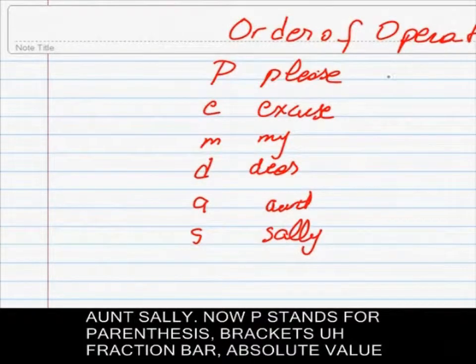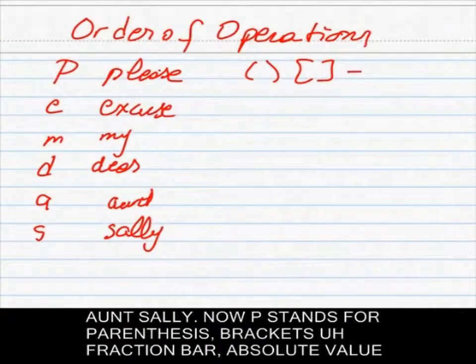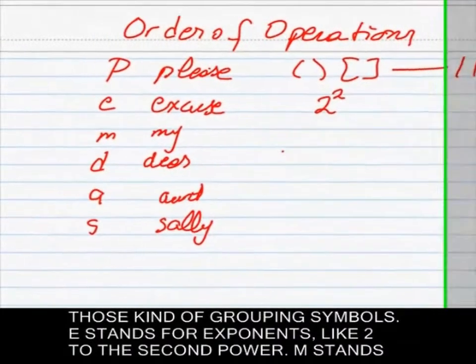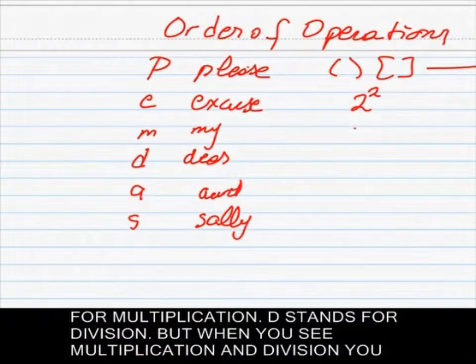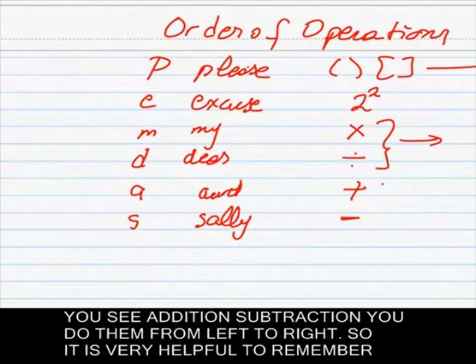Now, P stands for parentheses, brackets, fraction bar, absolute value, those kinds of grouping symbols. E stands for exponents, like 2 to the second power. M stands for multiplication. D stands for division. But when you see multiplication and division, you do them from left to right. Aunt Sally, A stands for addition. S stands for subtraction. And when you see addition and subtraction, you do them from left to right.